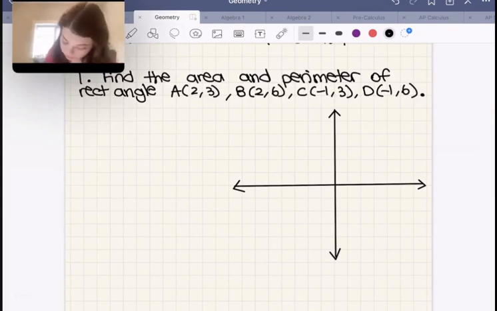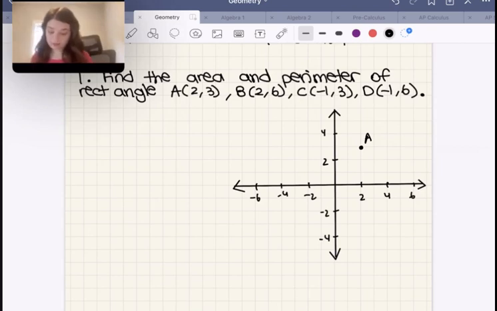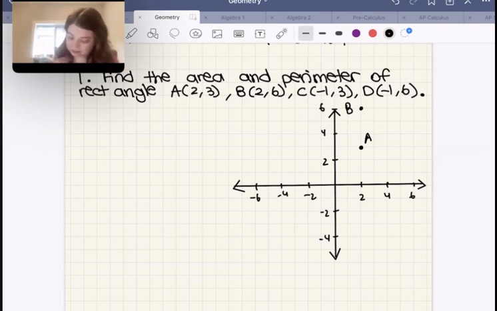So 2, 3 is here. That's going to be A. And actually, I should also label my axes just for good form. So I am going to label all of this. We'll do 2, 4, 6, -2, -4, -6, 2, 4, -2, -4. Okay, so that's my point A. It's 2, 3. B is at 2, 6. So I guess 6 would be up there. 2, 6 is B.